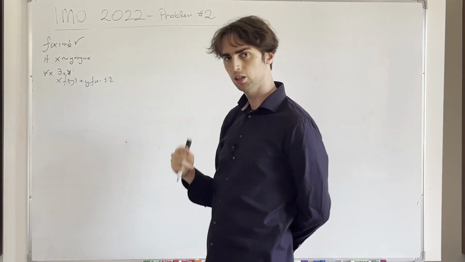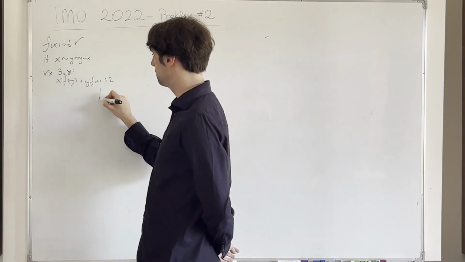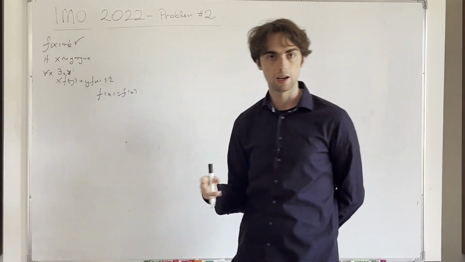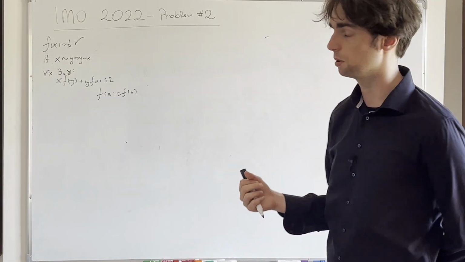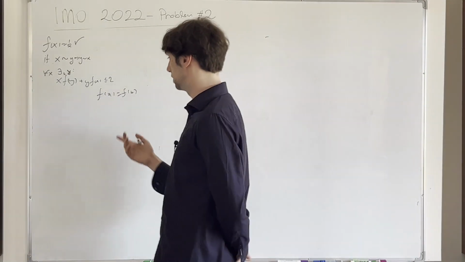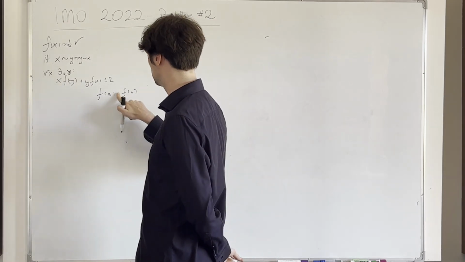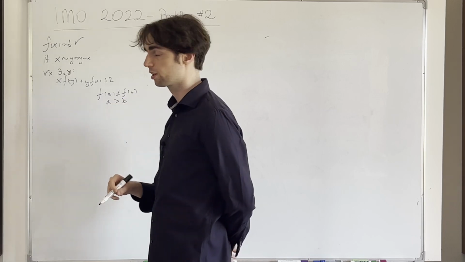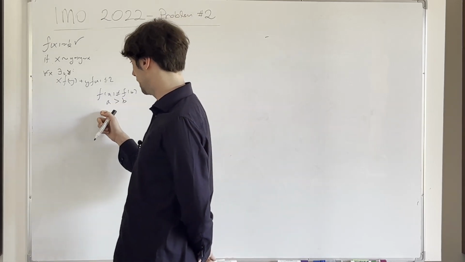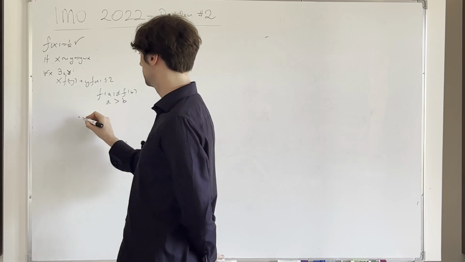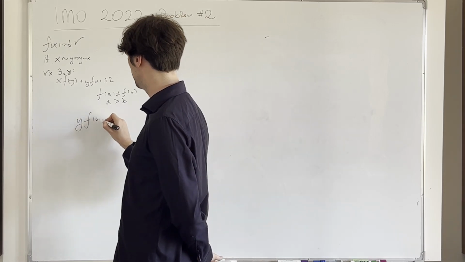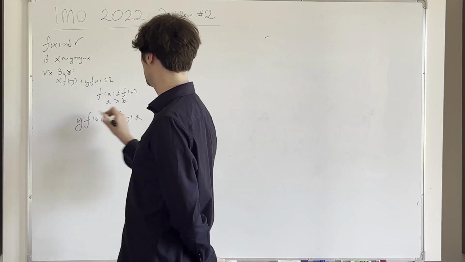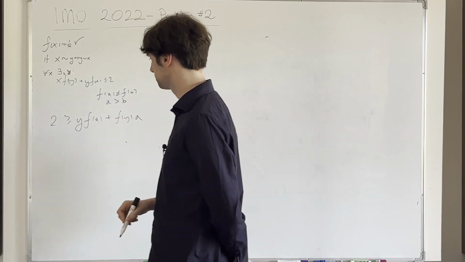And that seems like maybe we could actually prove that if f(a) is equal to f(b), then we have a is equal to b. So let's assume it's not the case. Let's assume, say, f(a) is not equal to f(b) and a is greater than b. Then there exists a unique y for a such that y f(a) plus f(y a) is less than or equal to 2.